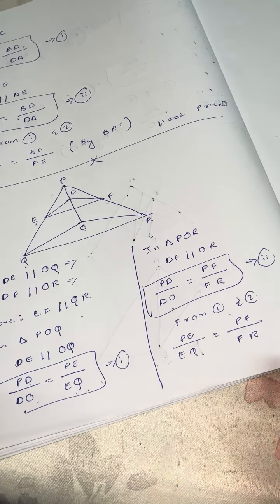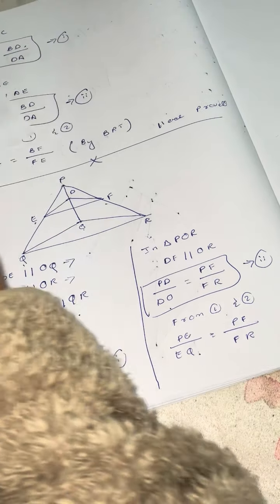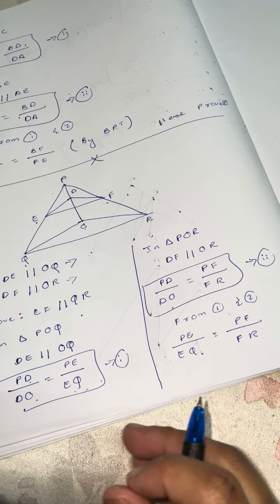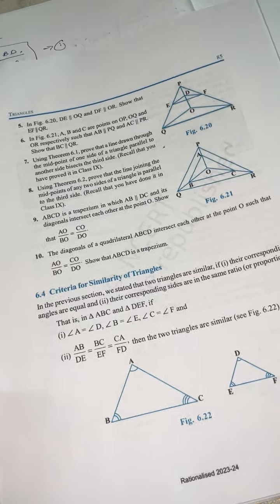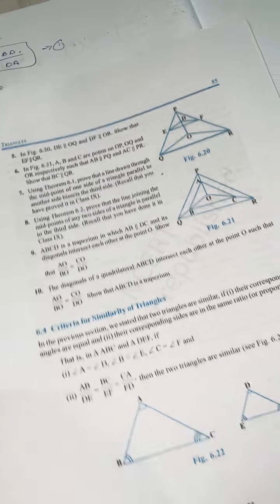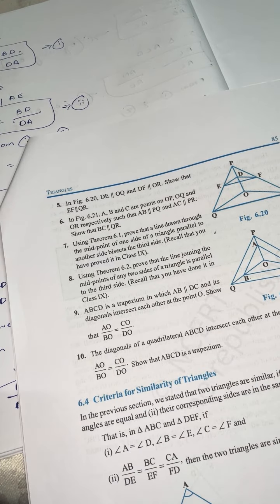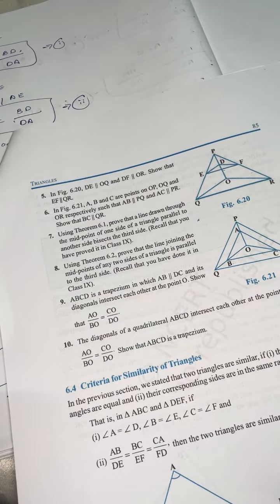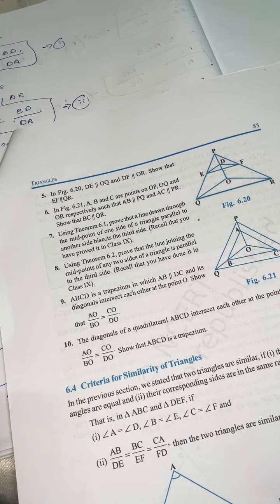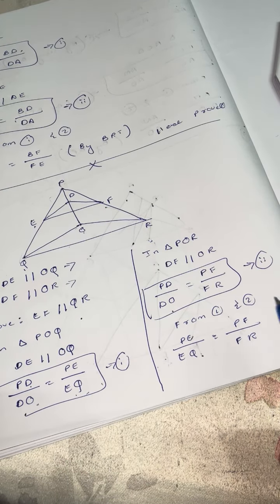How do you know? Do we need that? We don't need that. The question is only to show that they are proportional. The question is to prove that EF is parallel to QR.